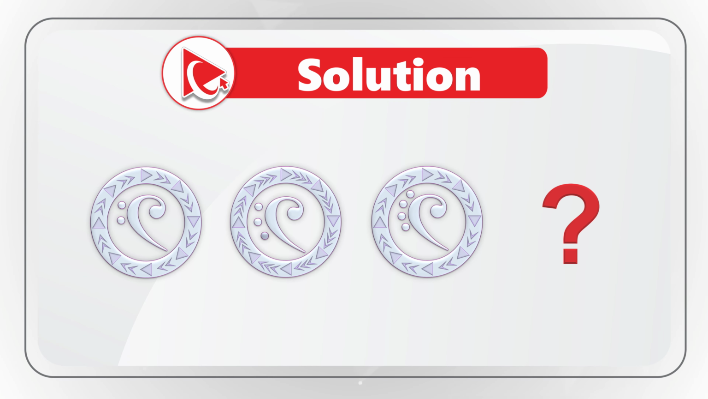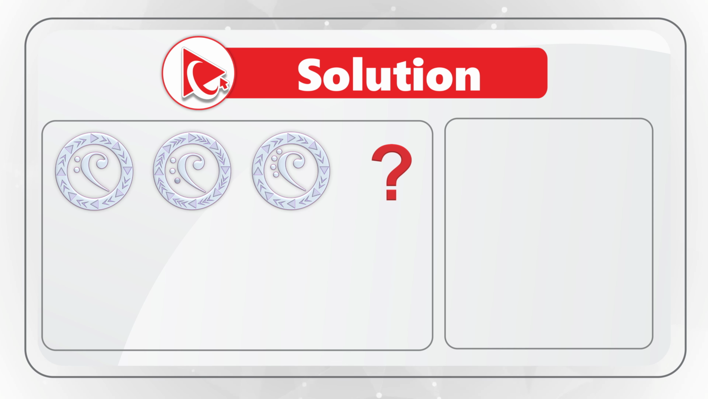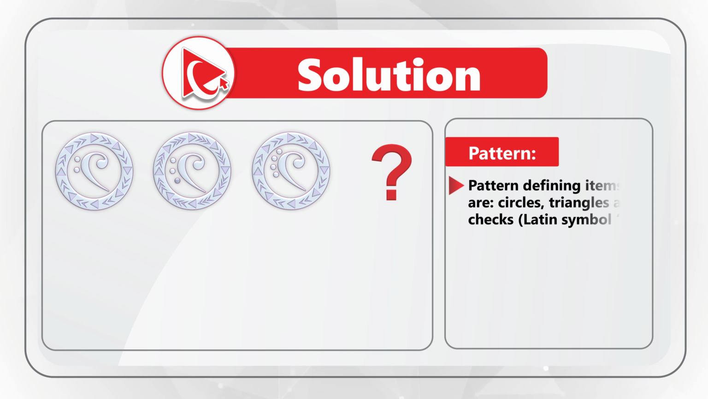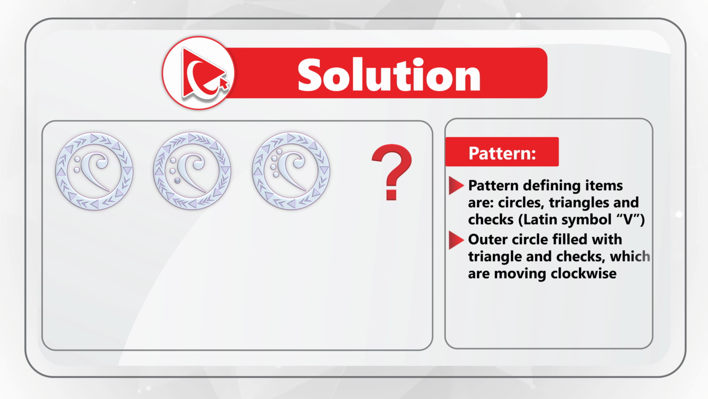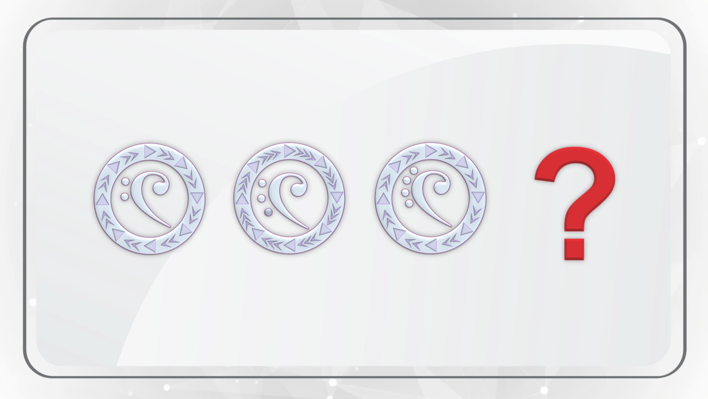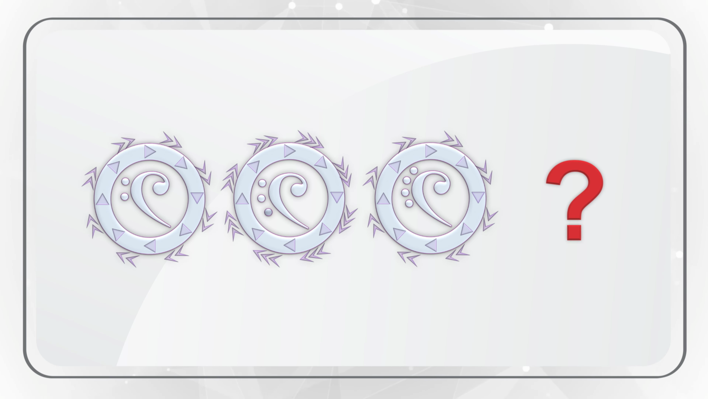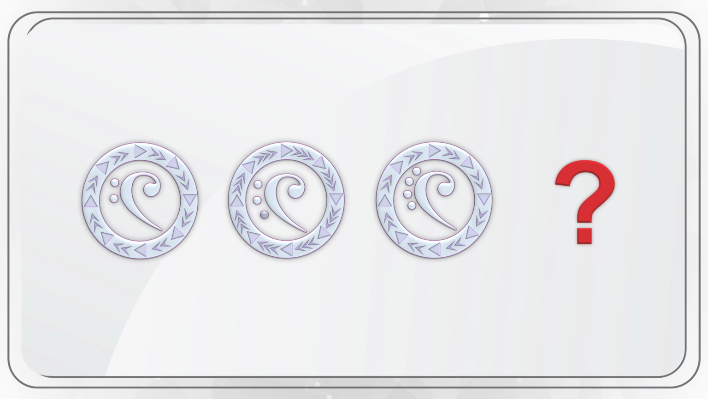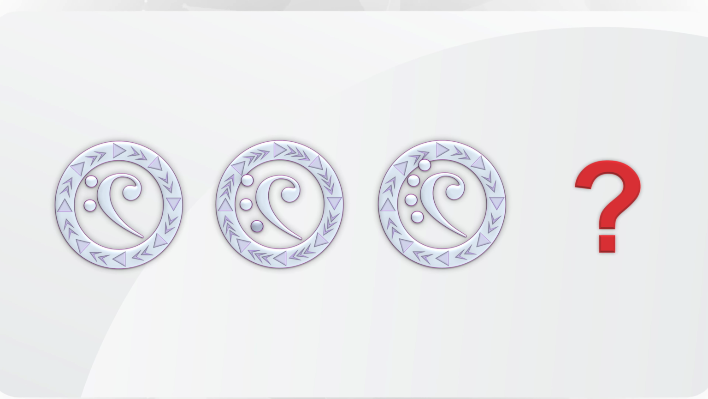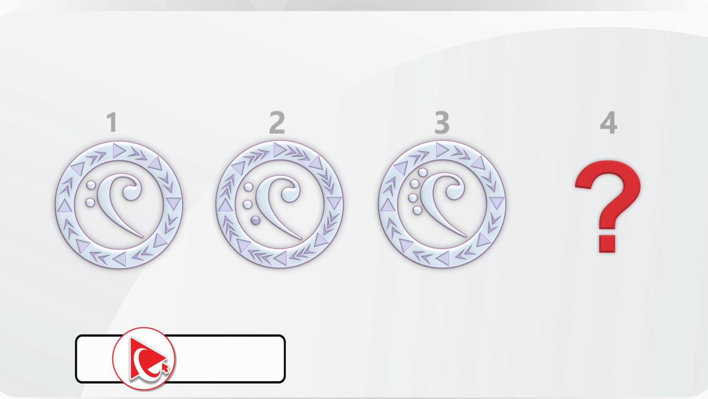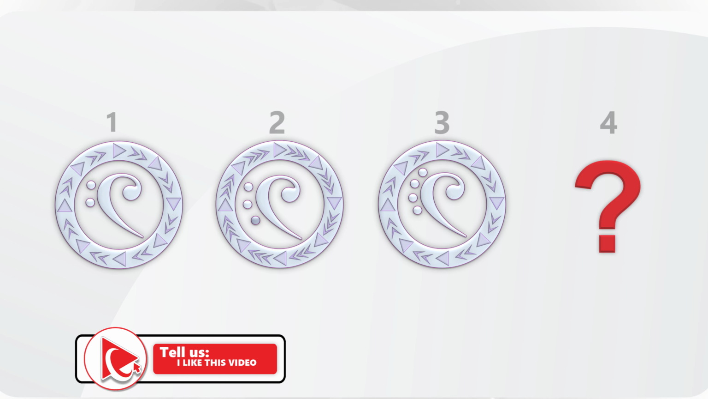As you might have guessed, the key is to define the pattern. And the pattern consists of multiple elements. Pattern defining items are circles, triangles, and checks. They look like the Latin symbol V. If you look closely at the outer circle, it's filled with triangles and those checks, which are moving clockwise. The inner circle also has smaller circles inside. Let's name our items in the original pattern as item 1, item 2, item 3, and then the missing item we will name item 4. This will help us to define the pattern.